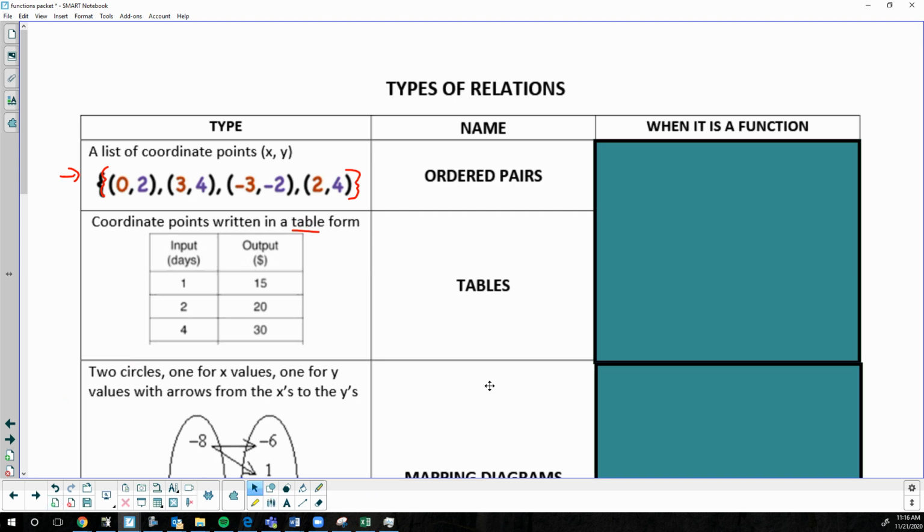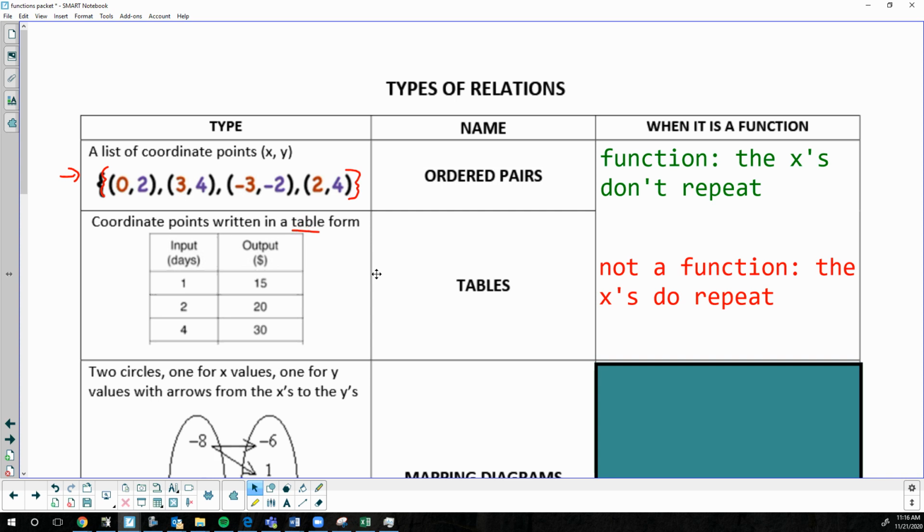So here's the test. If it is a function, the x's don't repeat. You'll only see one of each x. If it's not a function, the x's do repeat. You'll see more than one of an x number. Hopefully what you're noticing is that really it's all about the x's. We do not look at the y's when we're talking about functions. So using the examples given, the x number is the first number. So it's the 0, the 3, the -3, and the 2.